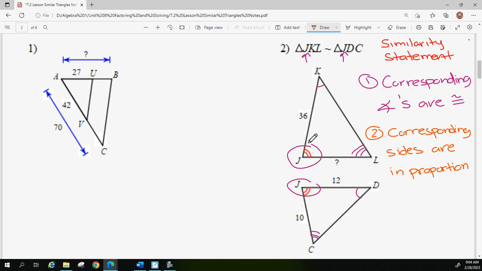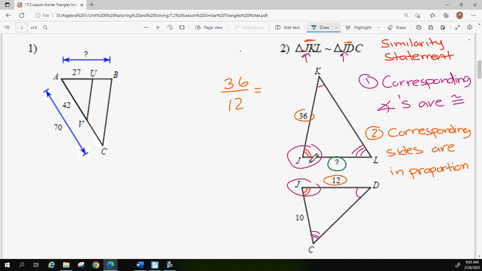So I am going to take this side that is 36 long, JK, that's my first two letters, and I'm going to write a fraction. I'm going to find its corresponding side in the other triangle, the first two letters, JD, that's over here, it's 12. So there's one fraction. So rather than say they're equal, because they're corresponding, I'm going to write them as a fraction.